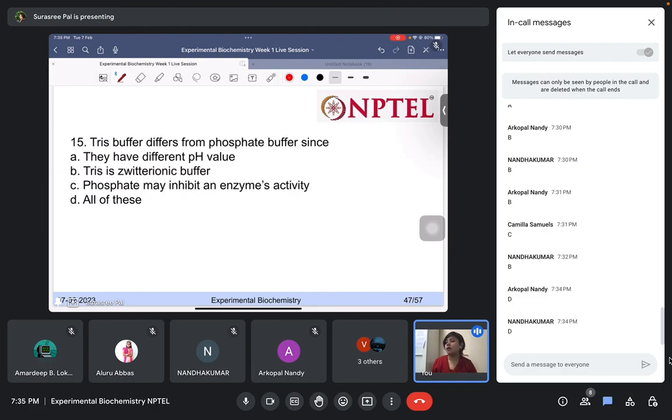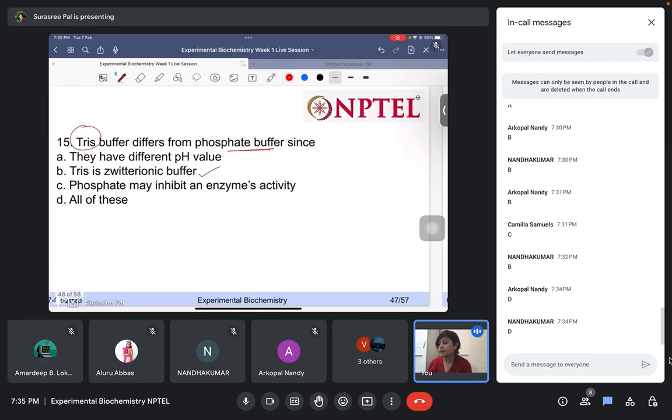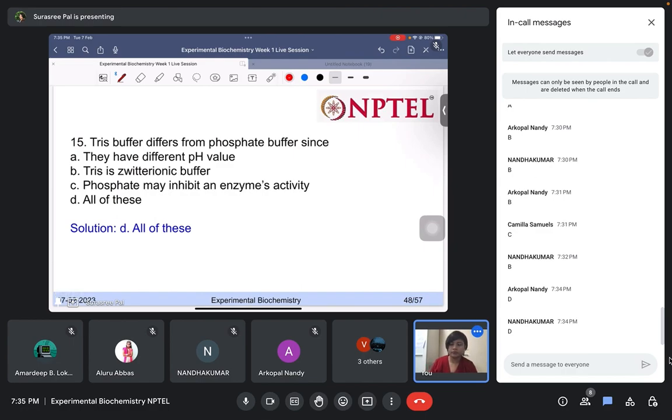Okay, let's solve it. Tris buffer, as I had mentioned, is a zwitterionic buffer, right? Whereas tris and phosphate buffer have different pK values, right? And the problem with phosphate buffer is that it may inhibit any enzyme's activity. So the correct answer is all of these. Your answers are correct. Okay, moving on to the next question.